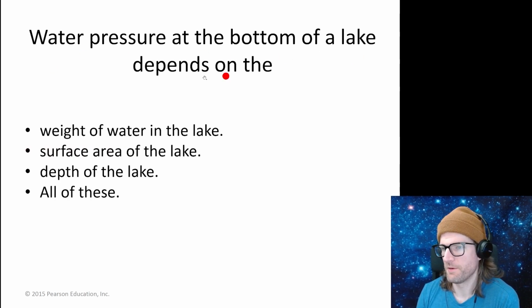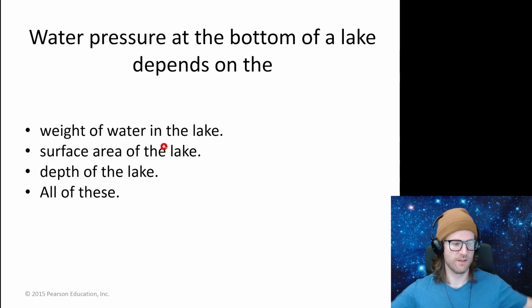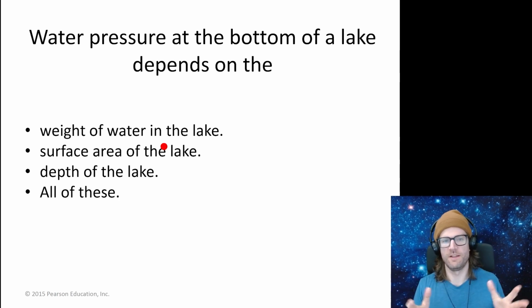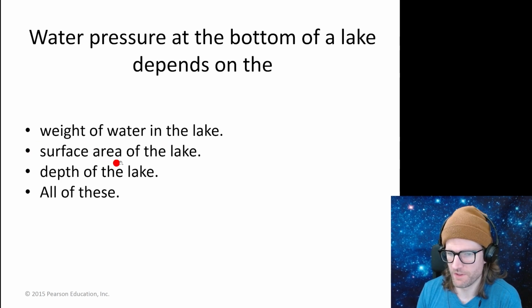Water pressure at the bottom of a lake depends on... it doesn't depend on the weight of the water, because it could be a big lake, that's a heavy lake. It could be a small lake, that's a light lake. Doesn't matter. Surface area of the lake, that doesn't matter. What really matters is the depth. The depth determines the pressure.